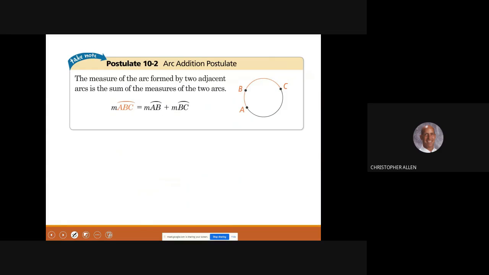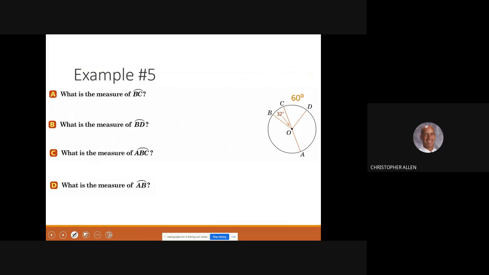So, arc addition postulate. This is very similar to what we did with segment addition postulate. The measure of this major arc right here, the major arc ABC, is simply the sum of the minor arcs AB plus the other minor arc BC. That kind of makes sense, doesn't it? So let's look at an example of that.